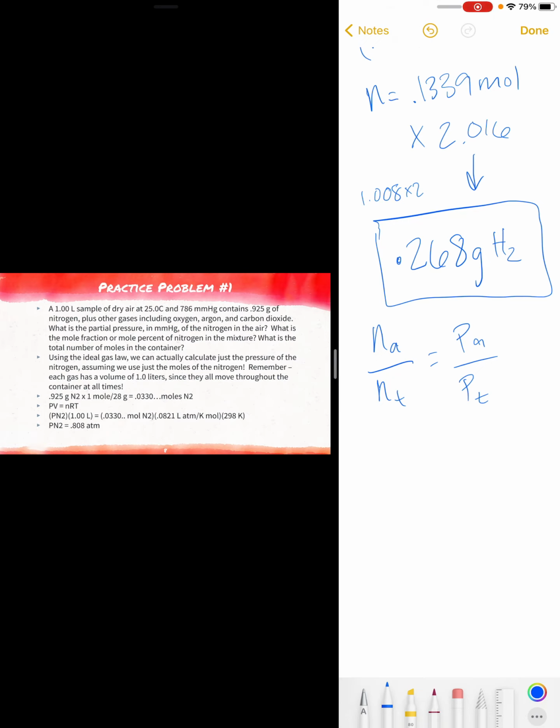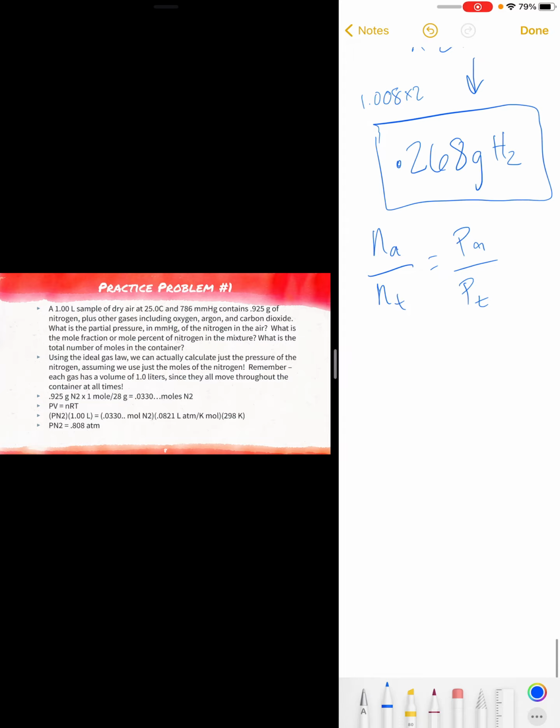All right, so let's look at a practice problem. A 1 liter sample of dry air at 25 degrees Celsius and 786 mmHg contains 0.925 grams of nitrogen, plus some other gases, including oxygen, argon, and CO2. What's the partial pressure in mmHg of the nitrogen in the air? What's the mole fraction or mole percent of nitrogen in the mixture? What's the total number of moles in the container? So lots of questions. We're going to do this one step at a time.